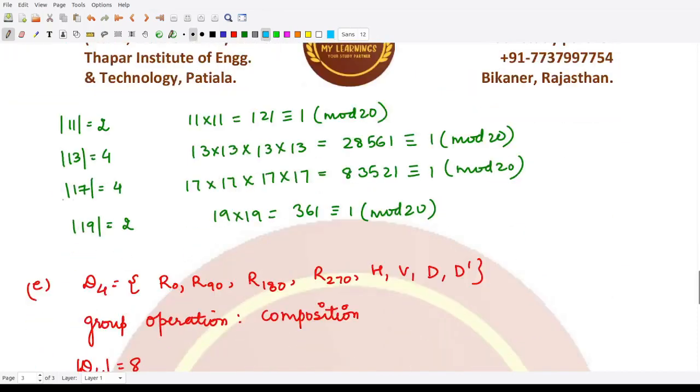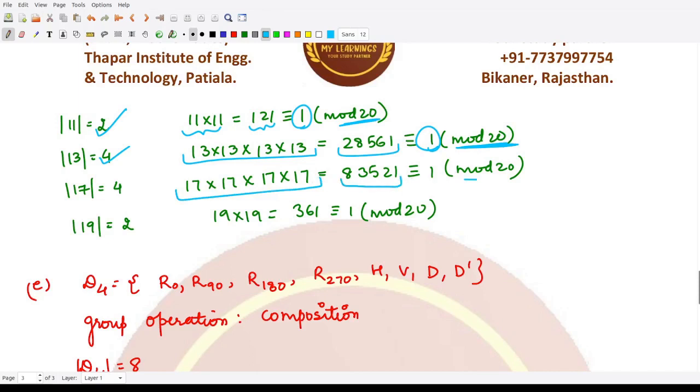For the other elements, 11 when multiplied twice gives you 121. And 121 mod 20 is 1. Right? So 2 is the order. What about 13? 13 multiplied to itself 4 times would give you this number. This number, when taking its mod 20, you would have 1 as the remainder. Correct? So its order is 4. What about 17? 17 when multiplied to itself 4 times would be 83521. Correct? So when you calculate mod 20 of this number, you would have 1 as the remainder. So its order is 4.